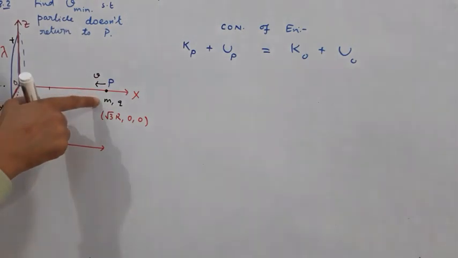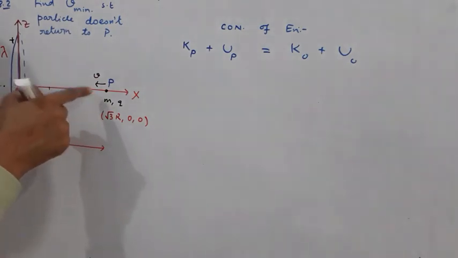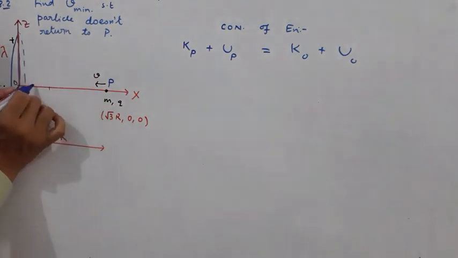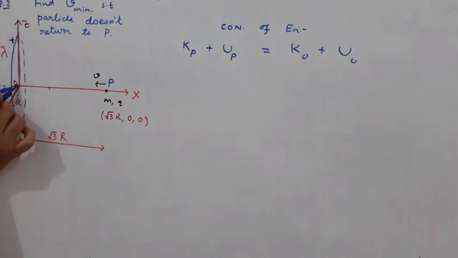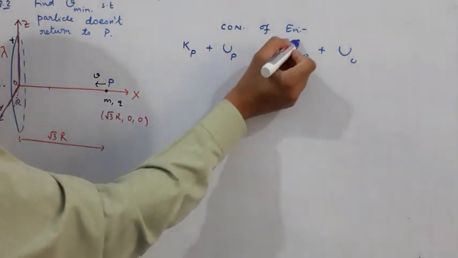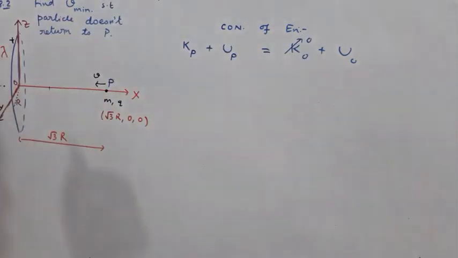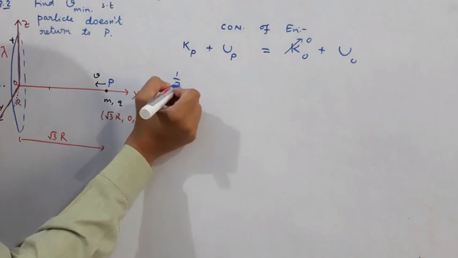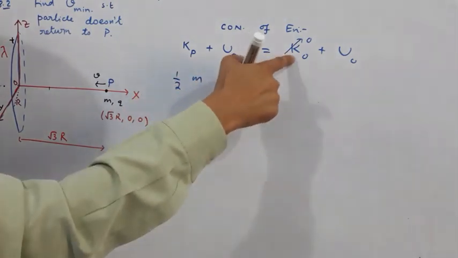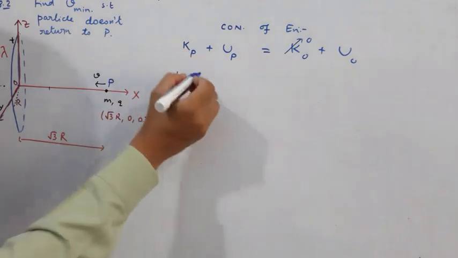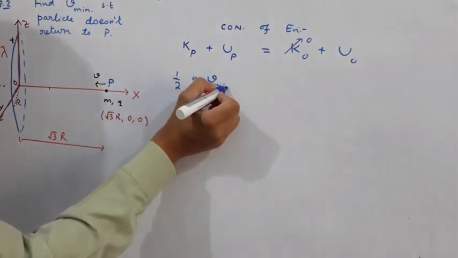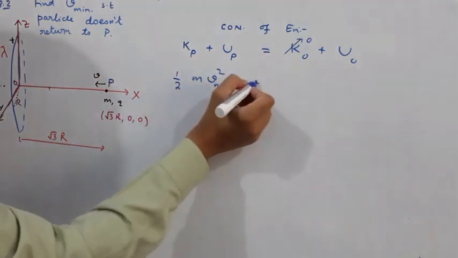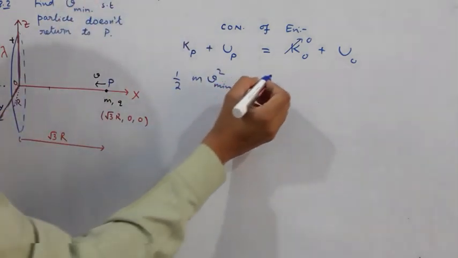Now we have to find the minimum speed. The minimum speed should be such that the particle just manages to reach point O. At O, it will just have 0 speed. It will just cross this point with almost 0 speed. So at O, kinetic energy we can take as 0. Now at P, kinetic energy is half m v minimum square, because this is the minimum value of kinetic energy. So I'll write half m v minimum square plus potential energy at P.